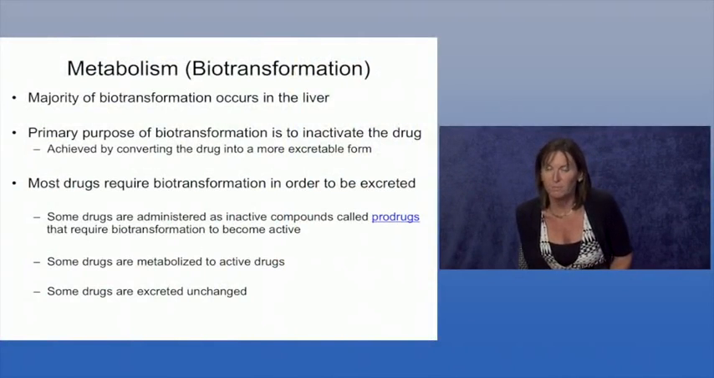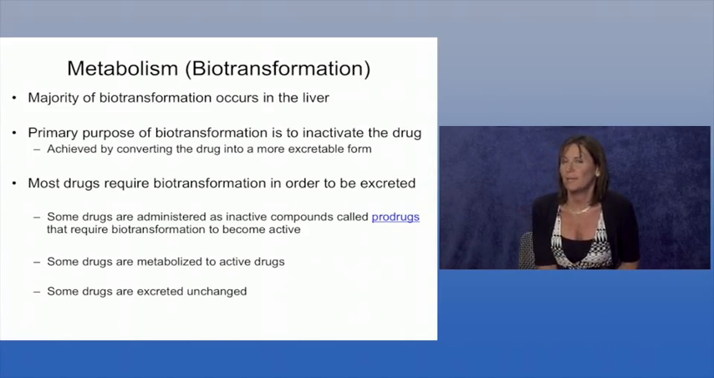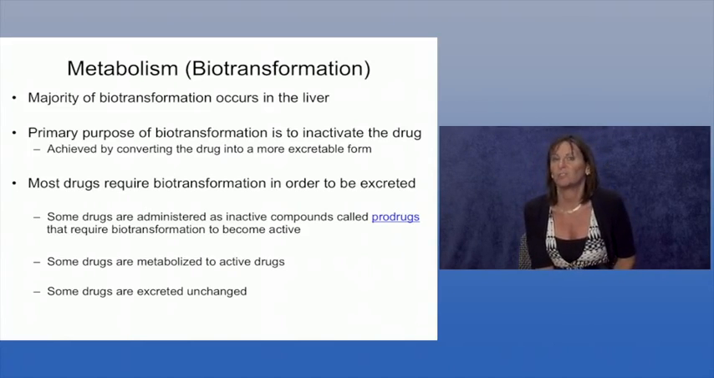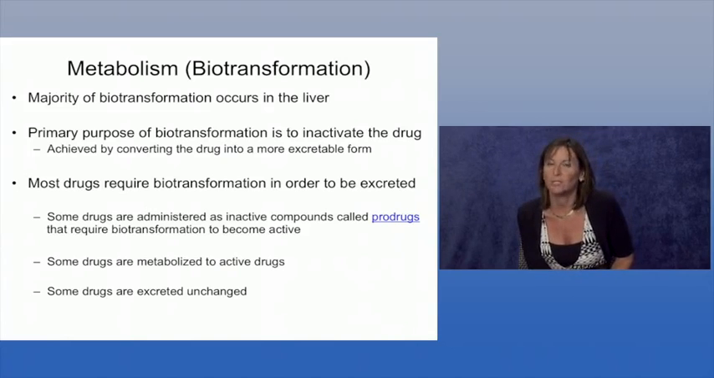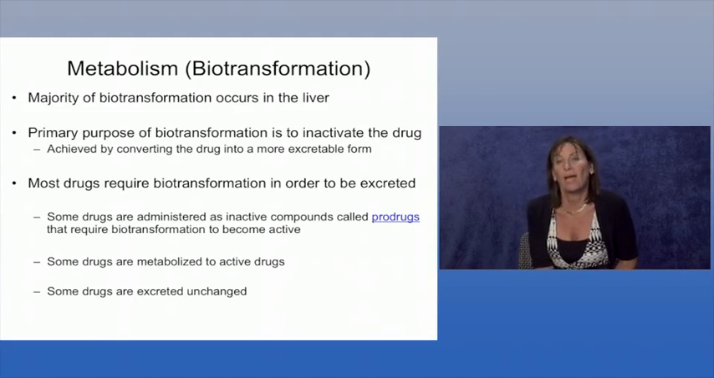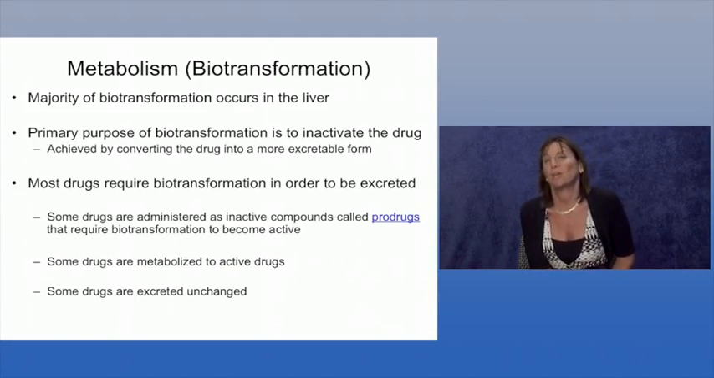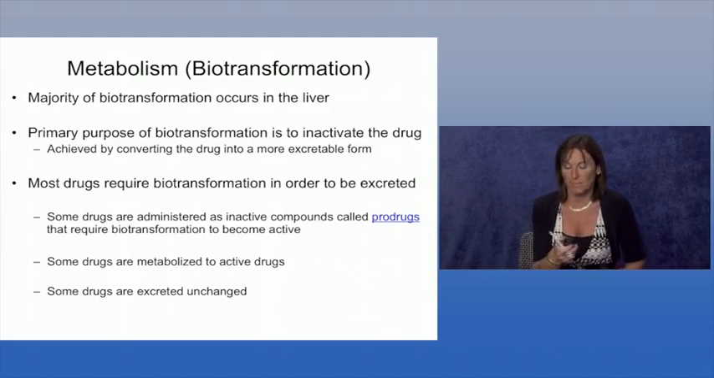Typically occurs in the liver. The primary purpose is to make the drug into a more excretable form and thereby terminate the action of the drug, but it can also include converting prodrugs into active drugs, or the conversion of active drugs into equally, less, or more active metabolites.